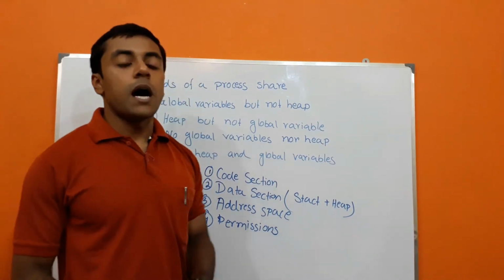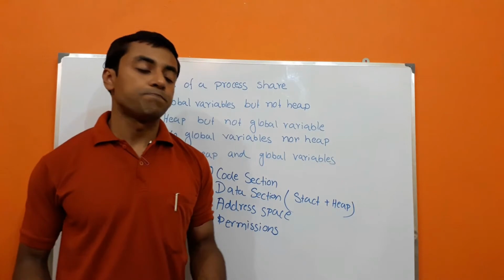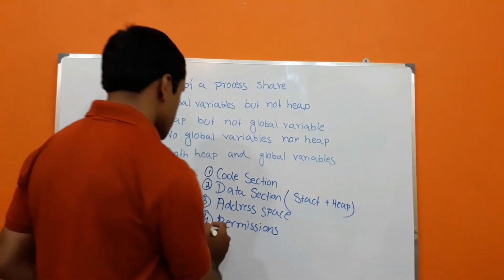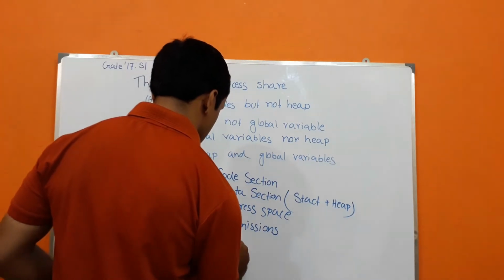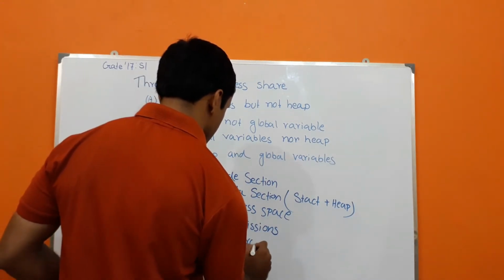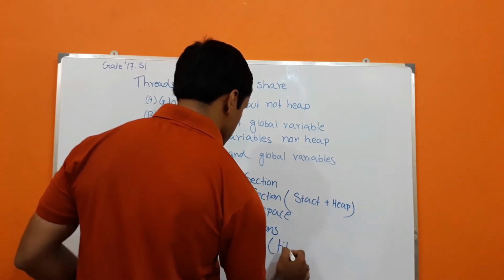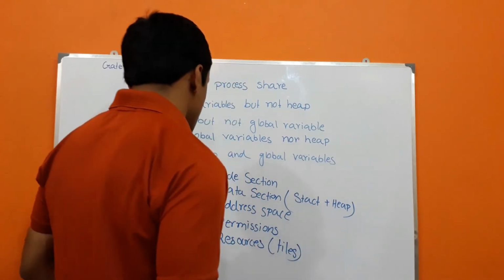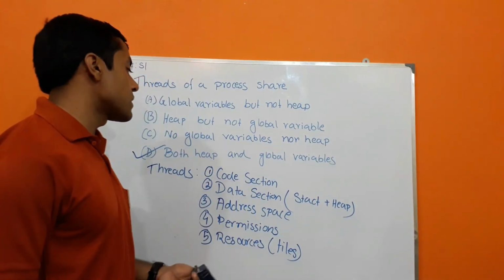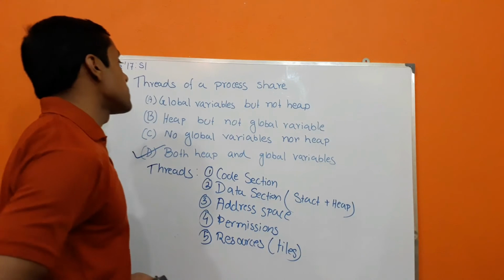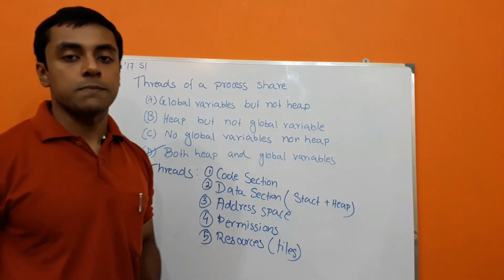And there are some other resources that are shared by threads, for example, your files, right? So from this context we can say that the correct option is option D, that is, threads of a process share both heap and global variables.